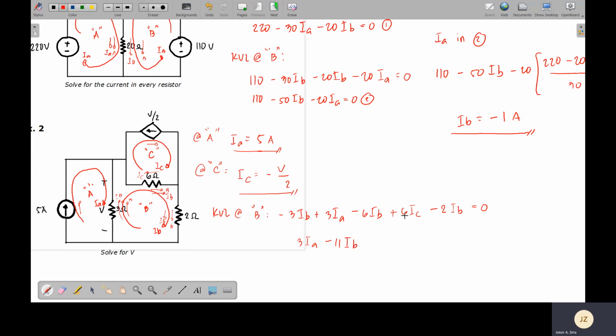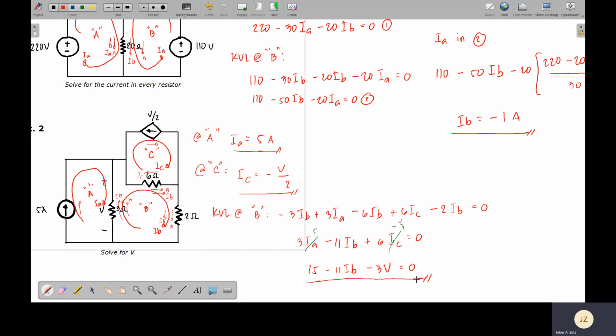And lastly, you have IC. So that will be plus 6 IC equals 0. But take note, IA is 5 amperes and IC is negative V over 2. So, substituting the values here, IA is 5 and IC is negative V over 2. So, therefore, we can simplify this to become 15 minus 11 IB. And then this becomes plus 6 times negative V over 2. So 6 over 2 is 3. So minus 3V is equal to 0. Okay, so we have this equation.